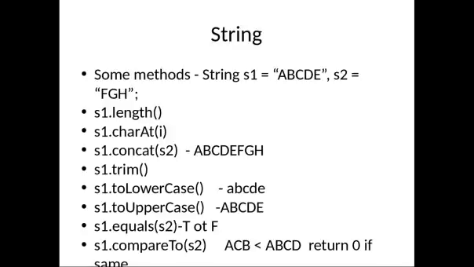Now, we have already seen s1.concat. Concat will append another string s2 to s1. So suppose s2 is another string with the value fgh. If I call s1.concat(s2), then it will be abcdefgh. This will simply append the second string to the first string. Similarly, there are other methods like s1.trim, s1.toLowerCase, and toUpperCase.